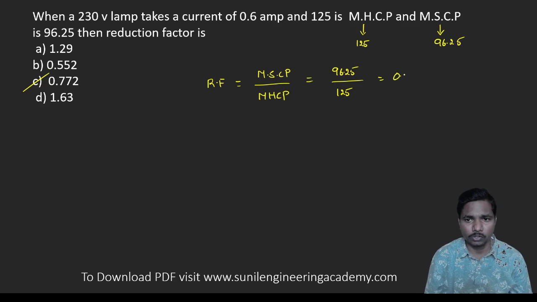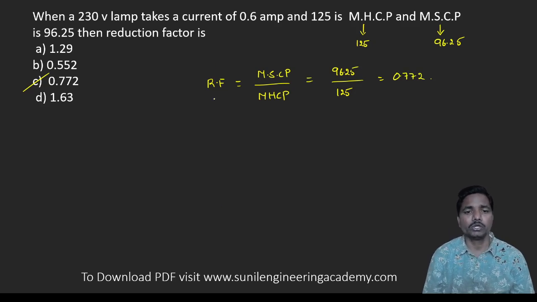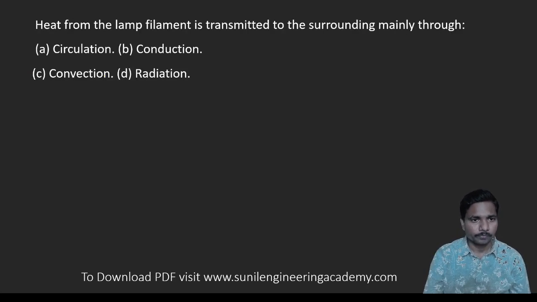So directly you can go like that. No need to calculate in detail, no need to waste our time. All of you clear? So the reduction factor is equal to MSCP by MHCP, which is equal to 0.772. Coming to the next question.